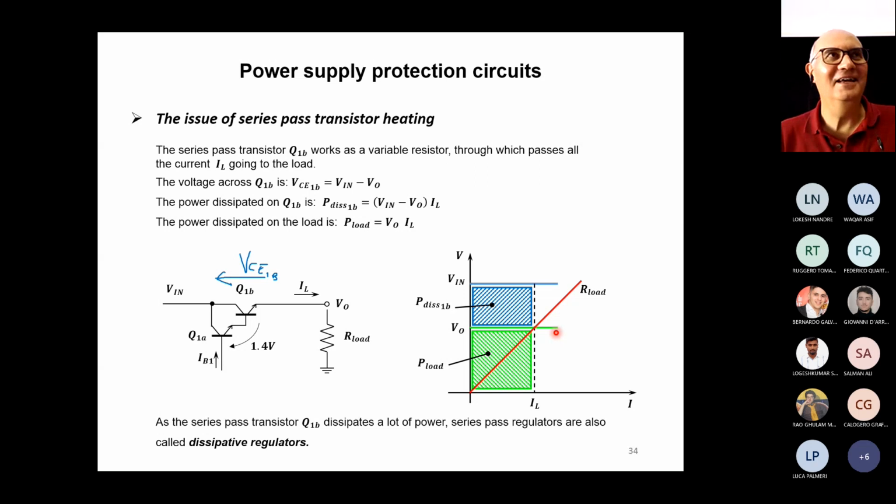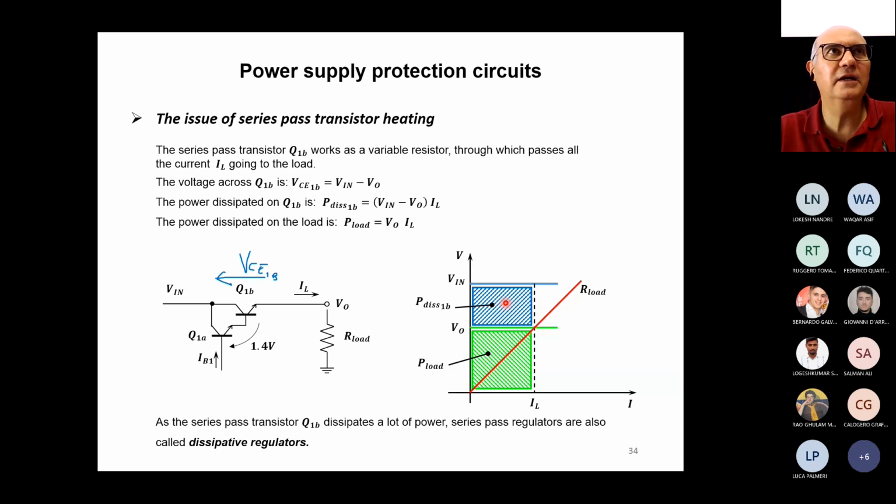Well, your colleague is saying that if we increase, for instance, the current, there is also a higher ripple, and so. But the problem now is much worse. So we are dissipating a lot of power in the transistor. And just before I change, that's the reason why they are also called dissipative regulators. Because in this kind of regulator, we dissipate a lot of power.